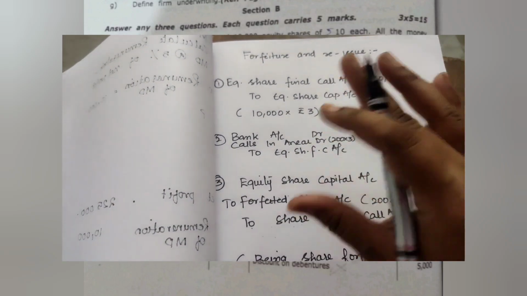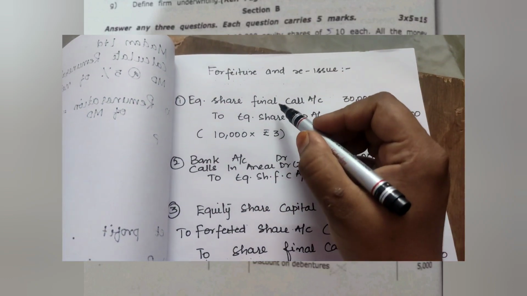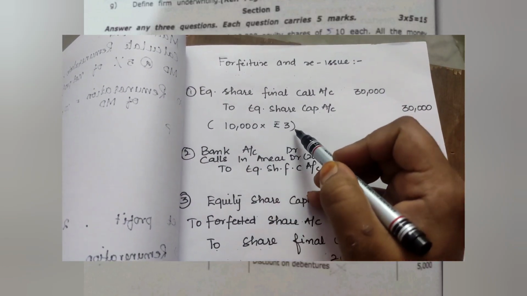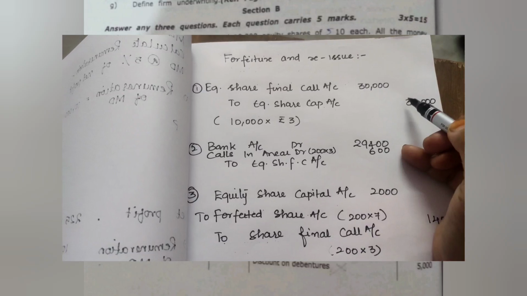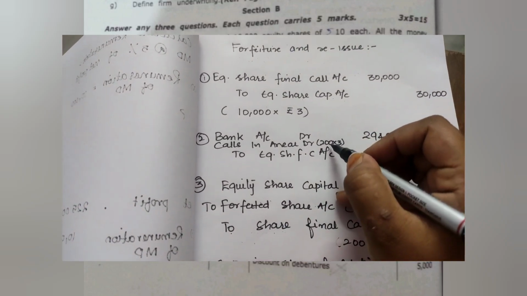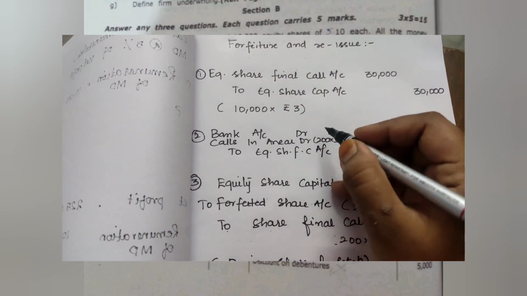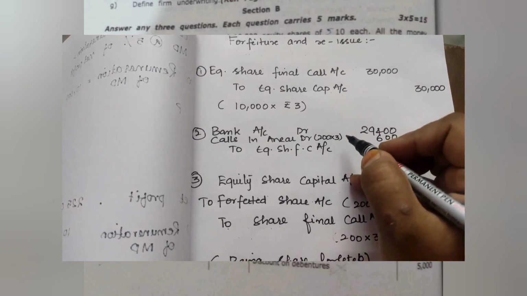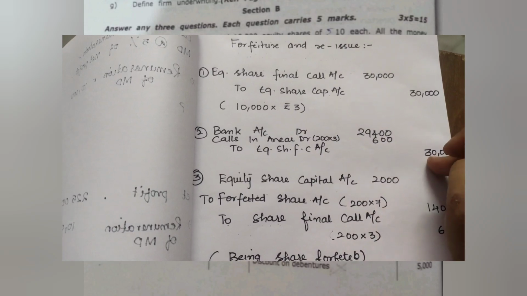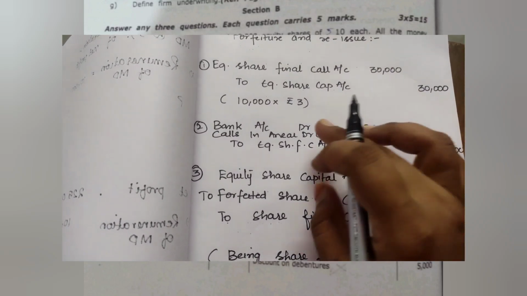Here nothing is given, so the final call itself will go through first. An invitation is being given to come and pay the final call money, that is 10,000 shares at 3 rupees, so we need to get 30,000 rupees. While receiving, we did not receive for 200 shares from Mr. Ram. The rest, 9,800 shares into 3, that is 29,400, we have received. We needed to receive 30,000, but received only 29,400. The rest is calls in arrear.